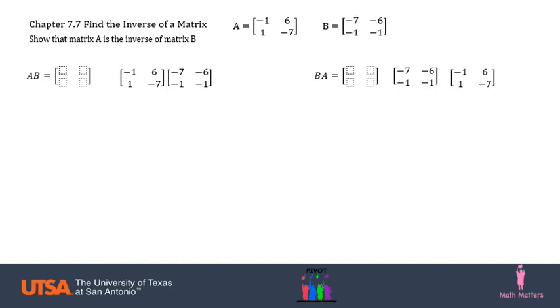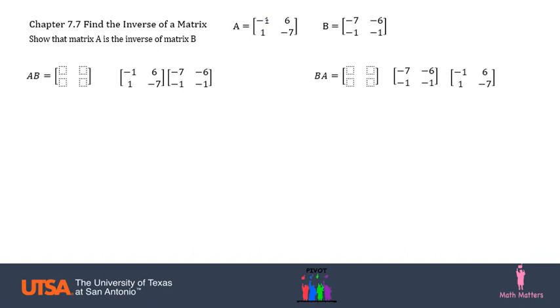Chapter 7.7. Find the inverse of a matrix. In this problem, we are given the matrix A and the matrix B, and then we have to prove they're the inverse of each other. We can do this by multiplying them together. And if the product equals the identity, then they're inverses.